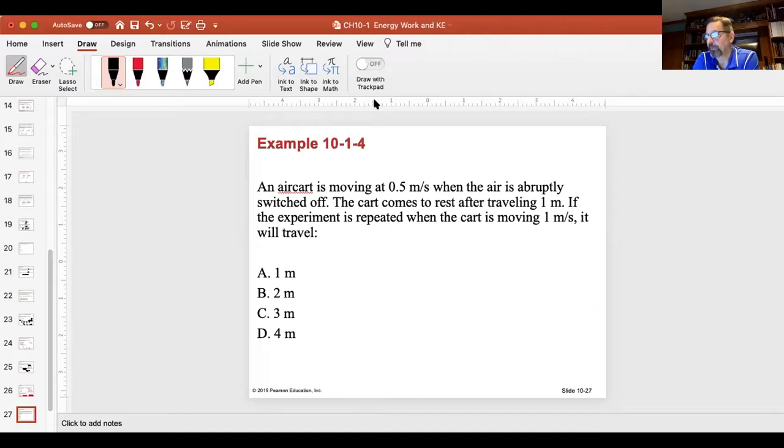Everybody see what happens? Initially moving at 0.5 meters per second. You stop it, it comes to rest in 1 meter. Then you speed it up again with the air back on, turn the air off. How far do you expect it to go? A couple of people see it. Most people went at the wrong point. Here's your hint.